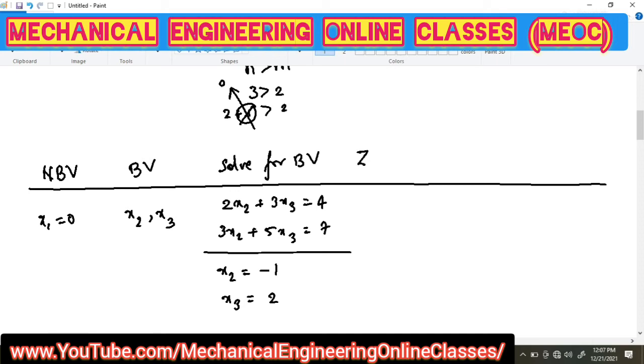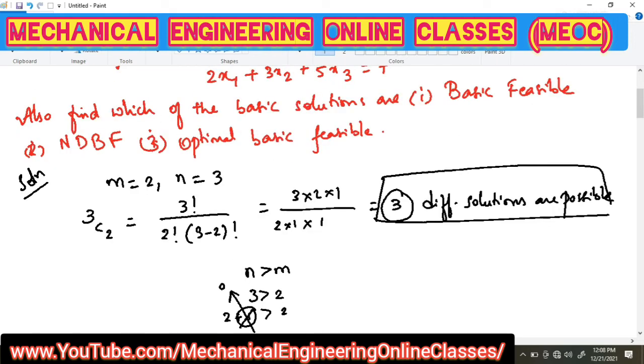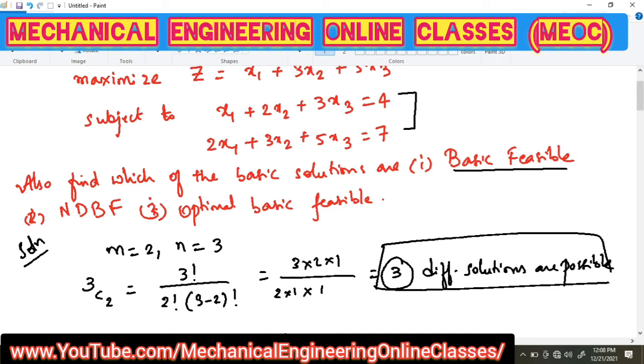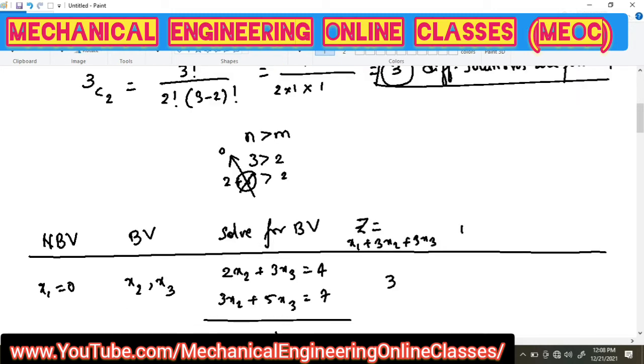Z is nothing but x1 plus 3x2 plus 3x3. So z will become 3. Substituting x1, x2, x3 in z, we are having z value as 3 for this combination of x1, x2, x3. Now let us see if this particular basic solution is a basic feasible solution or not. These are the questions asked. Is it a BFS? Is it non-degenerate? Or is it optimal?